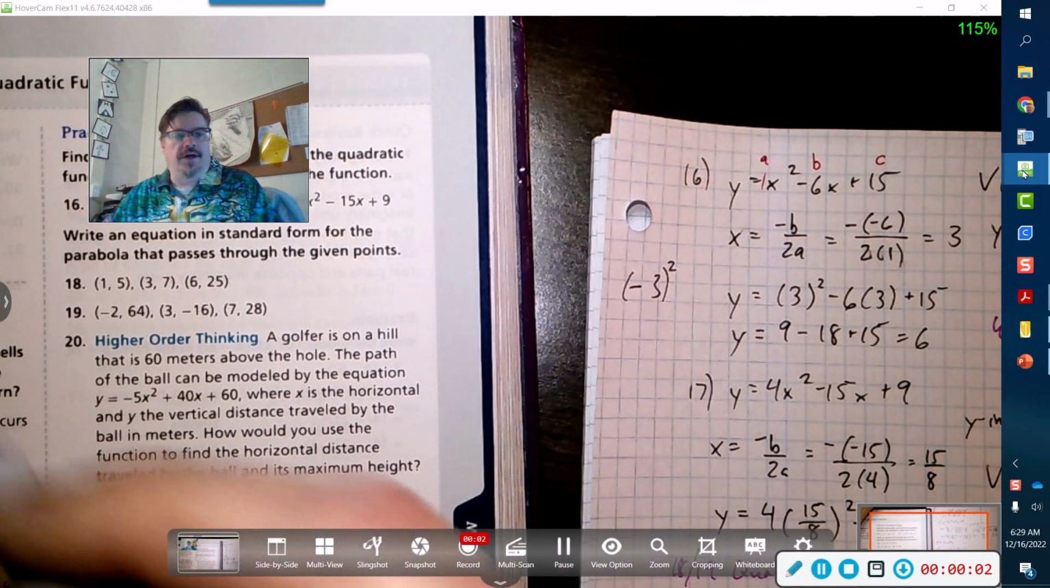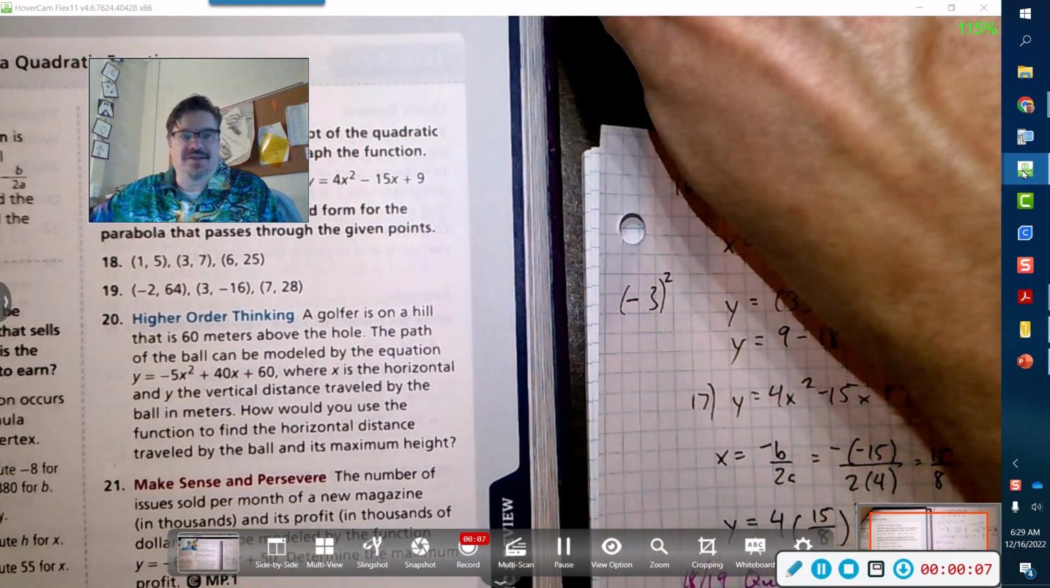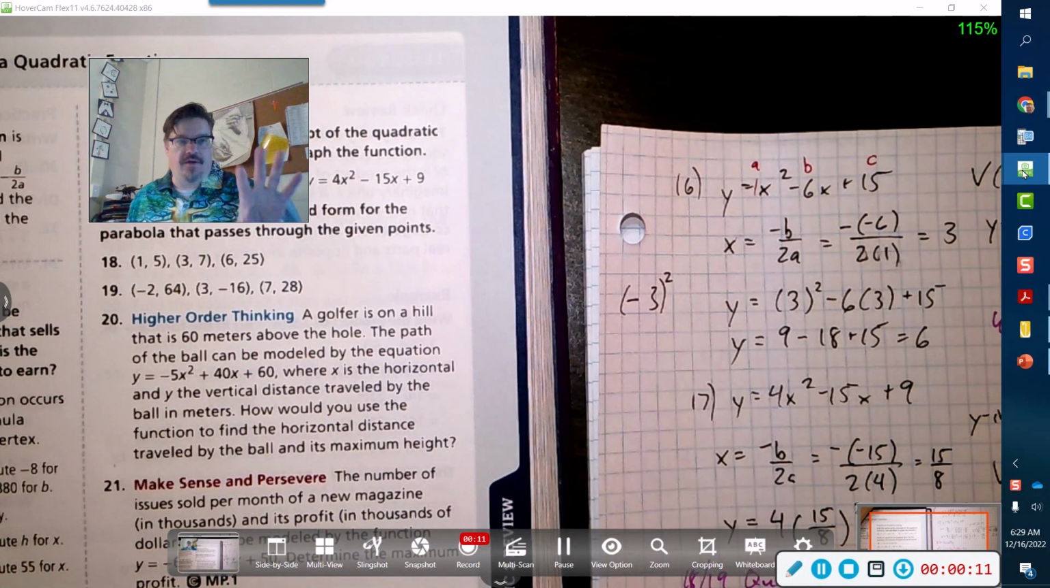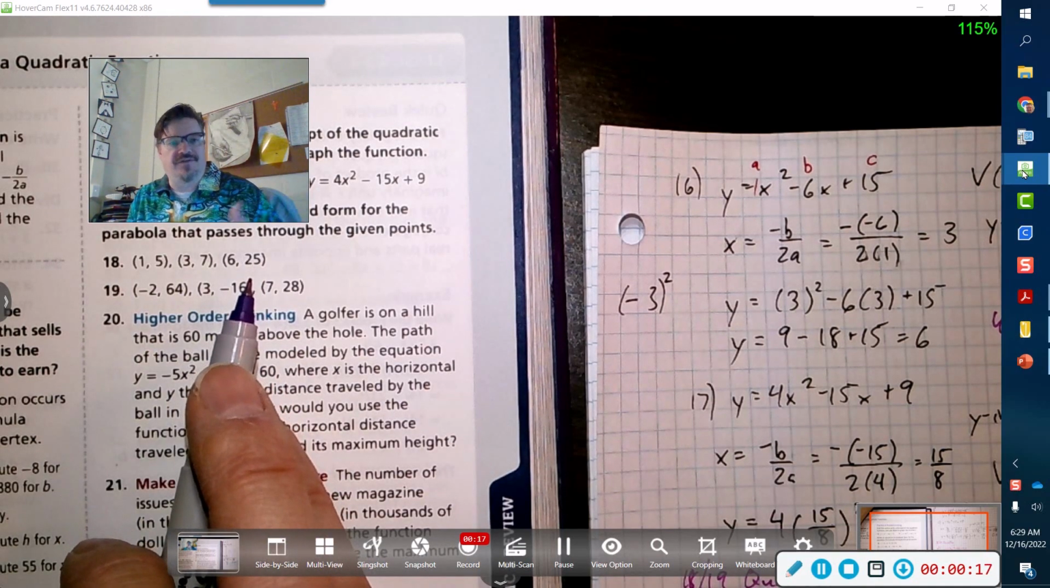Okay, so number 20, 18 and 19 are quadratic regression questions. Those we're going to use real data. You're going to get an extra copy of that today. These are just kind of points. You would use the graphing calculator to figure out those.